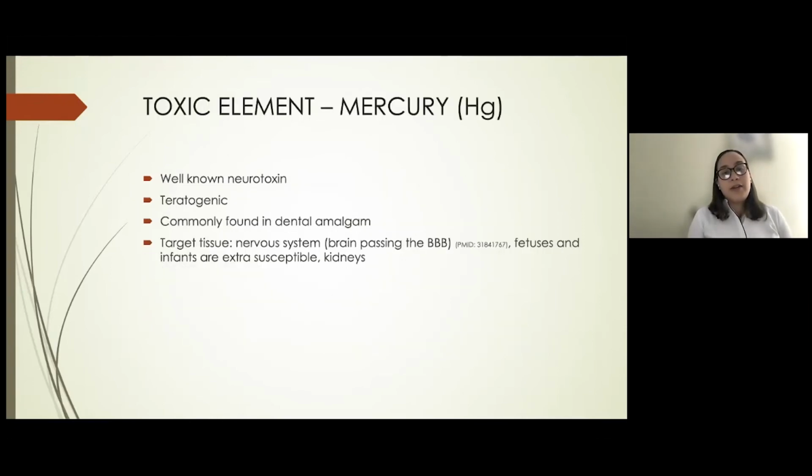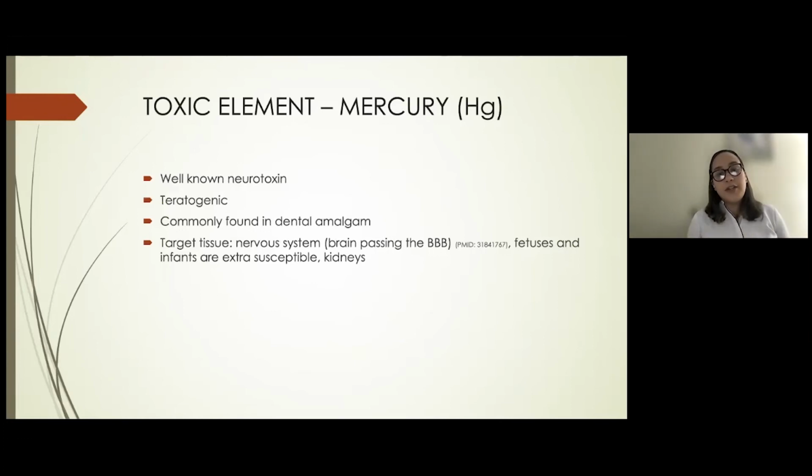And then there's mercury, right? A neurotoxin, teratogenic, commonly found in dental amalgams. So if it's not on your intake form, it should be. We need to ask all our patients, do you have dental amalgams? How much? How long? Because that's a chronic exposure to mercury.